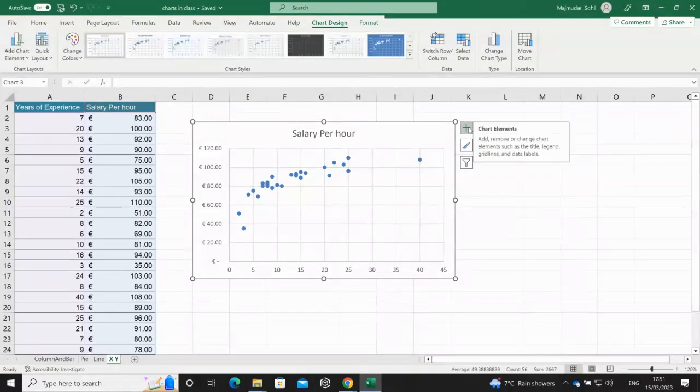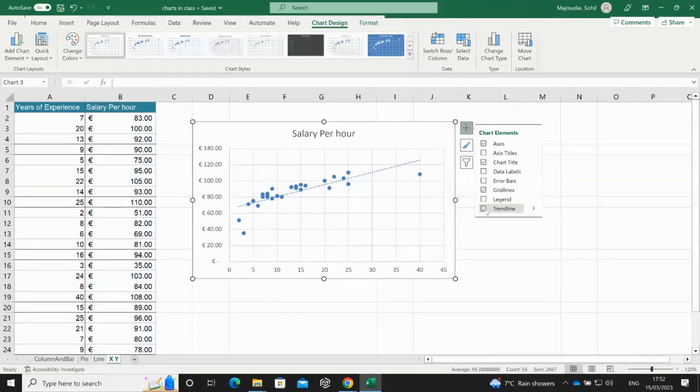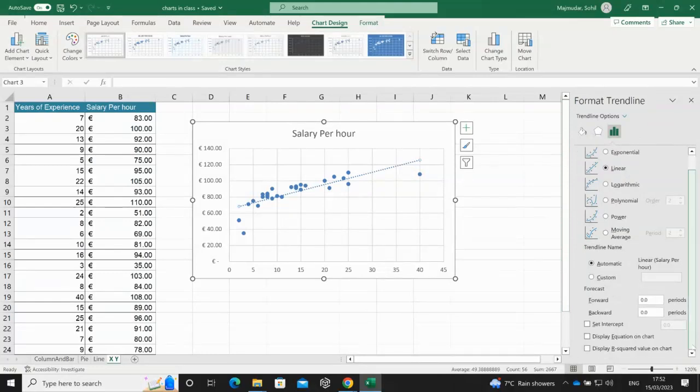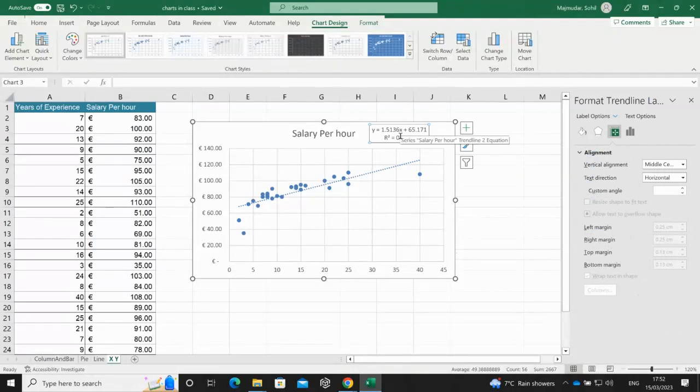And this is how you do it. You go to the plus on the right side. And you click on the trend line. Look at that. So a trend line comes there. Then you click on the right arrow here and go to more options. And you scroll to the bottom here. And you say display the equation on chart and display the R squared value. You click on these two. Look at this. So this thing on the top is the equation of the line that can be used to represent your data.